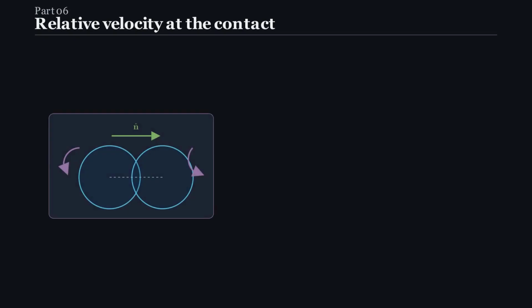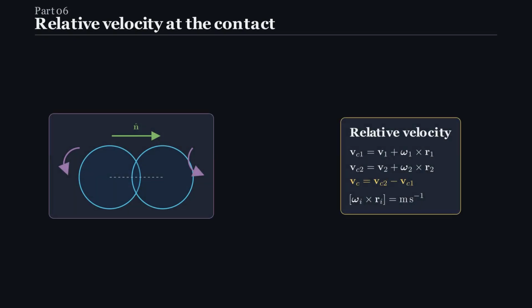The velocity at the contact point includes both translation and rotation. Compute the contact point velocity on each body. Then subtract particle 1 from particle 2. This relative contact velocity is the input for the normal and tangential velocity split.